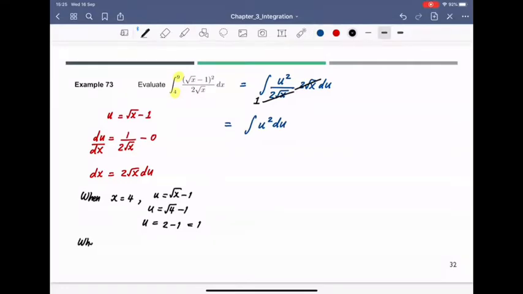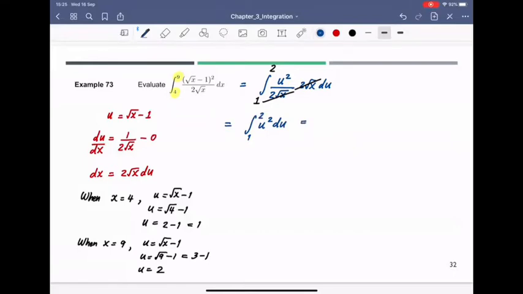When x equals 9, your u is square root x minus 1, so u is square root 9 minus 1. This is 3 minus 1, which is 2. All right, so the bounds are 1 to 2.